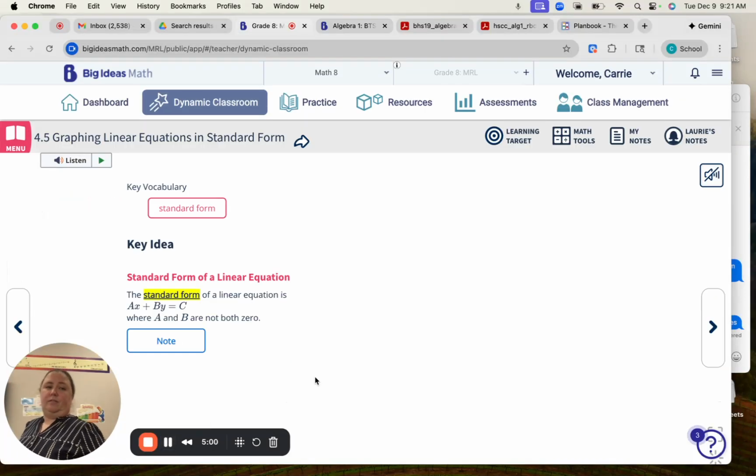All right, 8th grade. This is lesson 4.5, graphing linear equations in standard form. You all know slope-intercept form. Now we're going back to standard form. This is how we used to see equations written before we started adding all kinds of algebra. You have a plus b equals c, and now we have ax plus by equals c. That is what standard form is. So if somebody ever asks you, what is standard form? Ax plus by equals c.